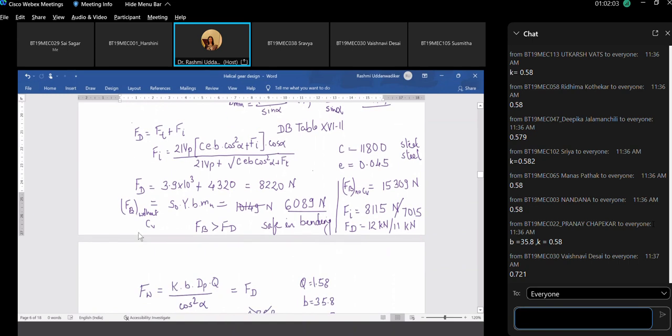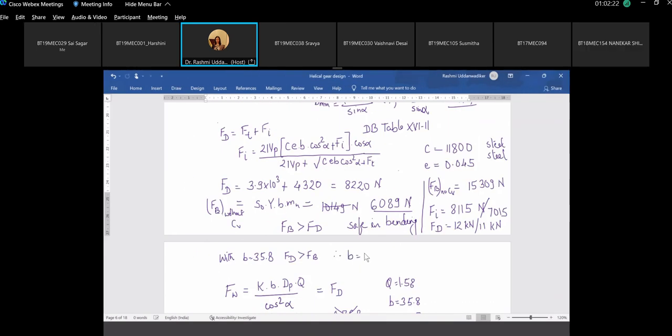You don't have to cancel this. You can always write with B as 35.8, the FD value was coming out to be greater than FB without CV. Therefore, B is increased to 90 mm, still within the range. Now your beam strength is greater than the actual dynamic load. And so we say now this is safe in bending.